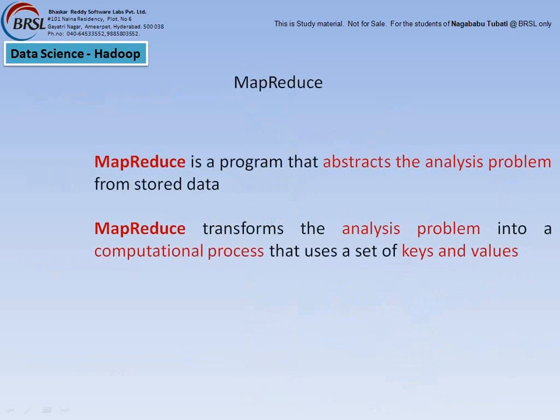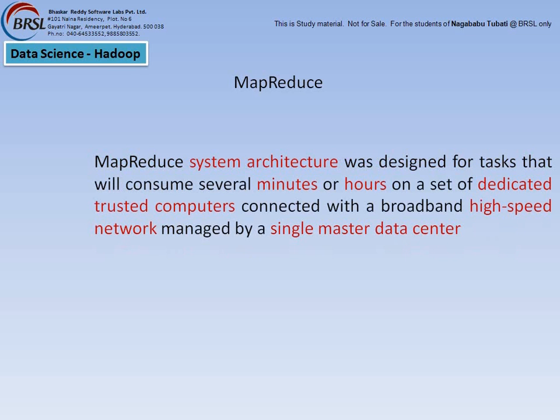In Hadoop terms, MapReduce is a program that abstracts the analysis problem from stored data. MapReduce transforms the analysis problem into a computational process that uses a set of keys and values, key value pairs. MapReduce system architecture was designed for tasks that will consume several minutes or hours on a set of dedicated trusted computers connected with a broadband high-speed network managed by a single master data center.